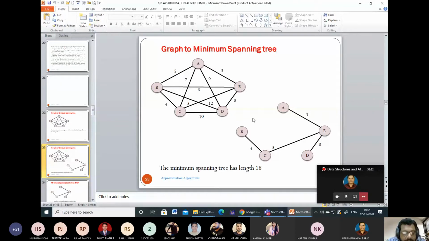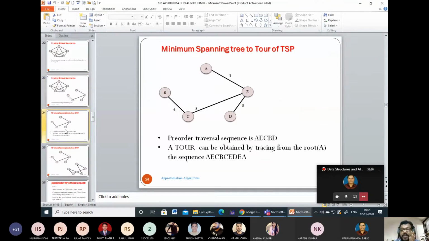You see, the approaches are very simple without going into the details of how the mechanism works. If we look into this and try to construct a tour, read the first line. So a pre-order traversal sequence you can compute. Yes or no?